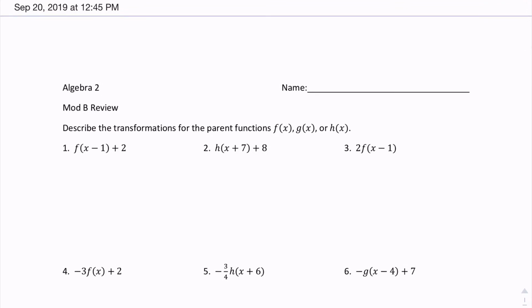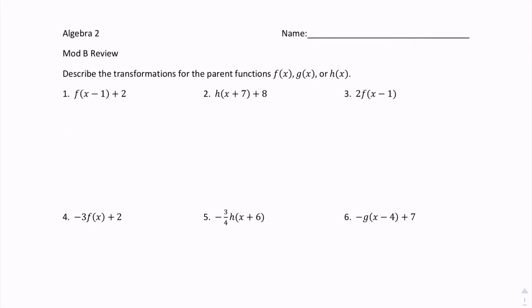The expectation is that you use this to support you in your work. I start some of the questions, and then you finish them, or you work out the ones I haven't done. So this first 6 questions here is just describing the transformation based off of what you see. So in this first one, we have a -1 inside the parentheses. That moves us to the right one. And the +2 on the end moves us up 2. So those are our 2 different transformations.